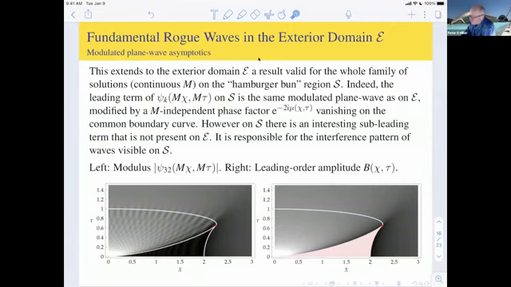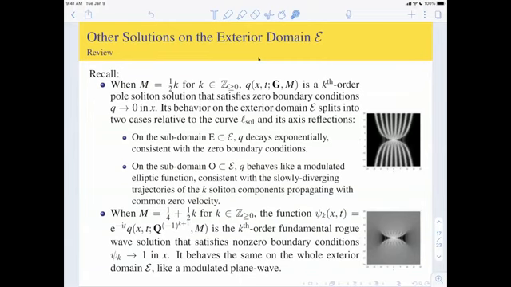The only difference across this curve is that there's a certain phase factor of order 1. We call it e to the minus 2i mu, and it appears on the inside. It's not present on the outside, but it's present on the inside. Also, this mu function goes to 0 when you approach this blue curve from inside. Okay. All right. So now just to recall, a review.